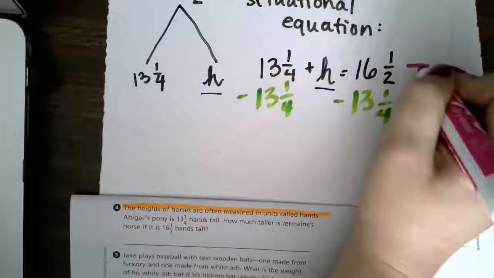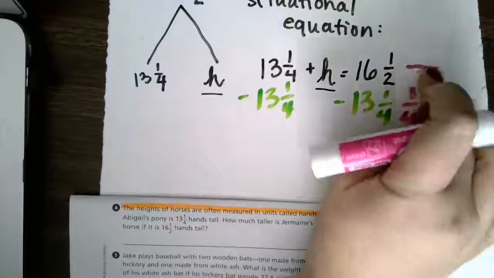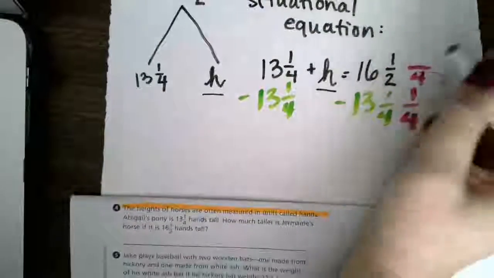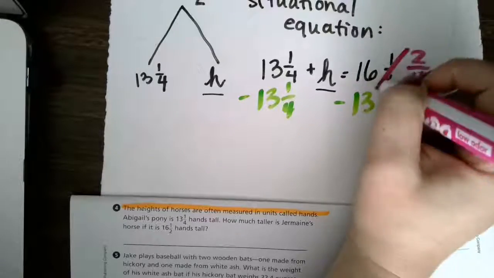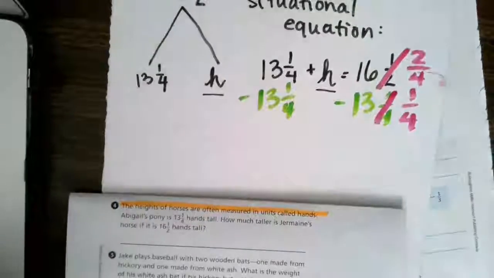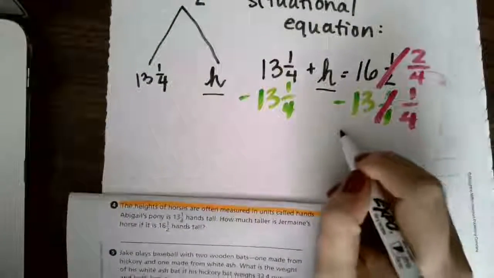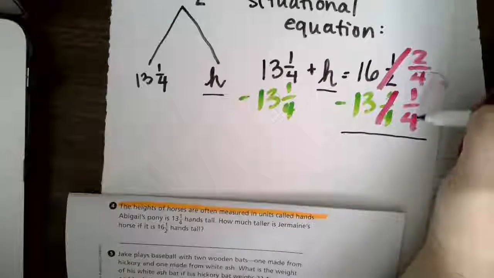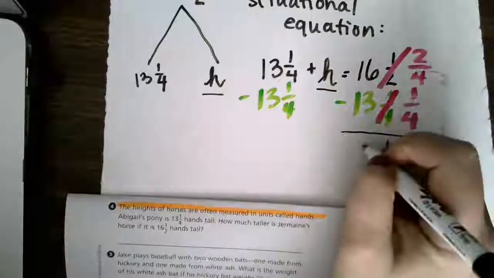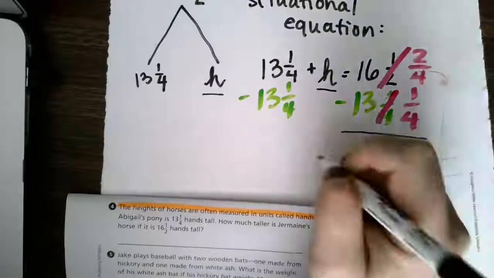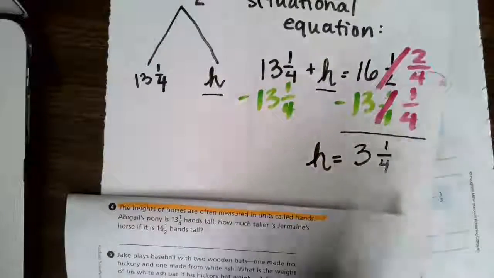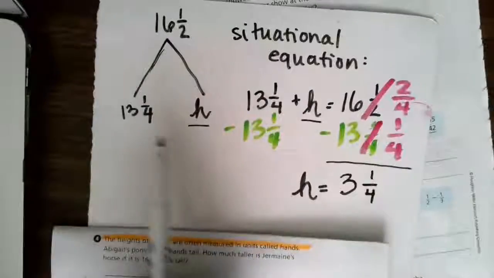But I know that if I change this to fourths, I had to multiply 2 times 2 to get to 4. I've got to do that to my top as well. So now I have 16 2/4 minus 13 1/4. That makes my life a little bit easier. 2/4 minus 1/4 leaves me with just 1/4. 16 minus 13 gives me 3. So now I know that H, the number of hands difference between these two horses, is 3 1/4 hands.